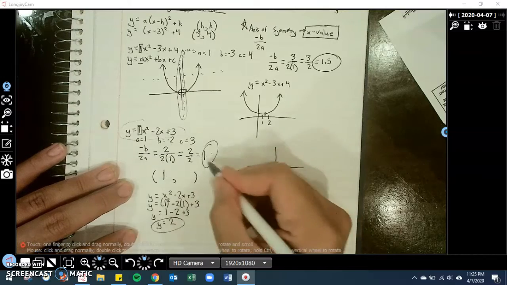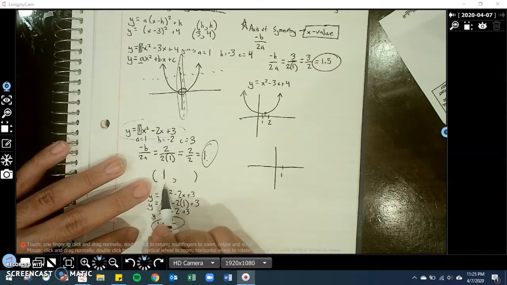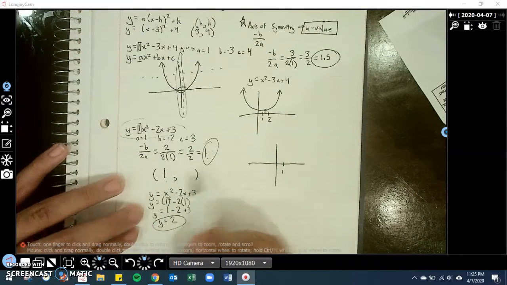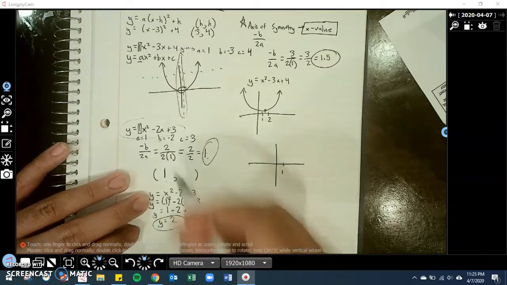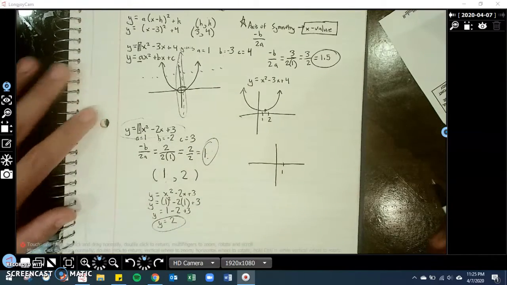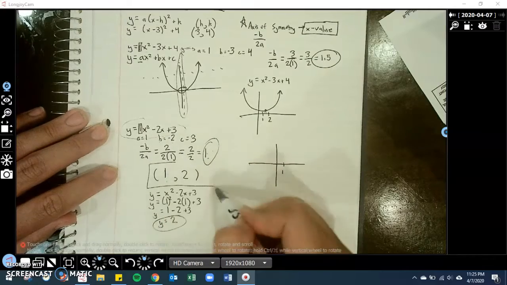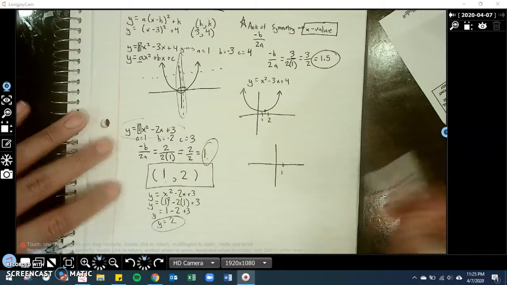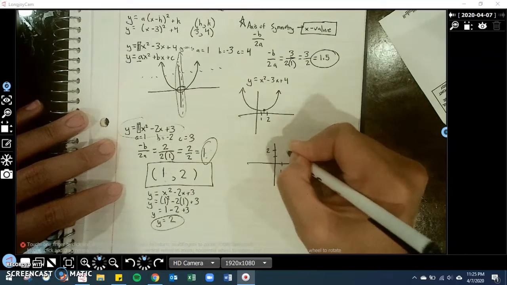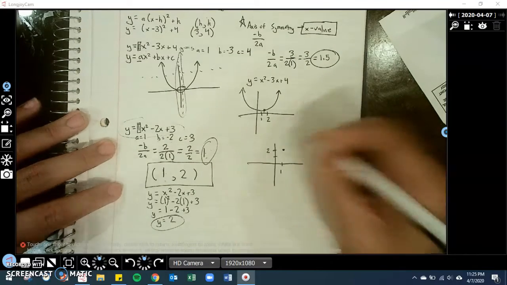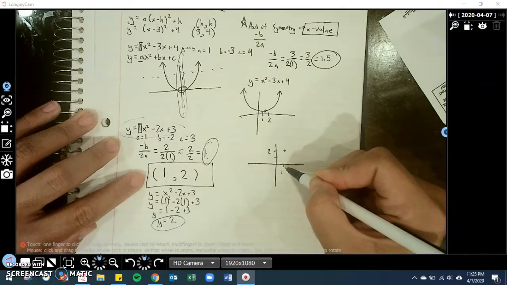So I have my x-coordinate of my vertex. I can use that x-coordinate to substitute back into my equation. Notice every time I saw x, we put in 1. And I can actually figure out y. So let me ask you guys, do we now know our vertex? I would say yes, we have an x and a y coordinate. So I know it's going to be at 1, 2, right?